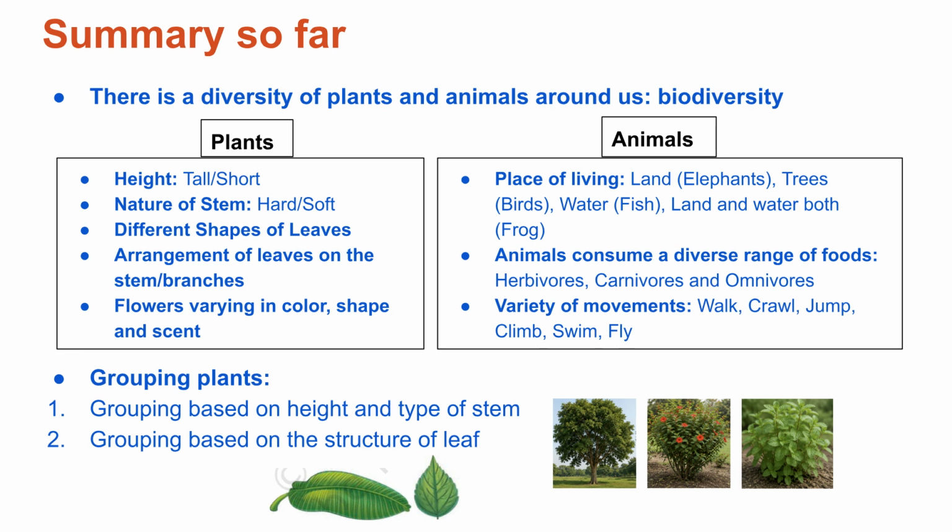Let us remember what we have learned so far. We have seen in our surroundings there are various types of plants and animals that make the biodiversity. Based on their different features, we can categorize plants and animals. In the last video, we have seen grouping of plants based on two features. First was based on their height and the nature of the stem, that classifies them into tree, shrub, and herbs. And the second classification was based on their leaf venation as reticulate or parallel structure.